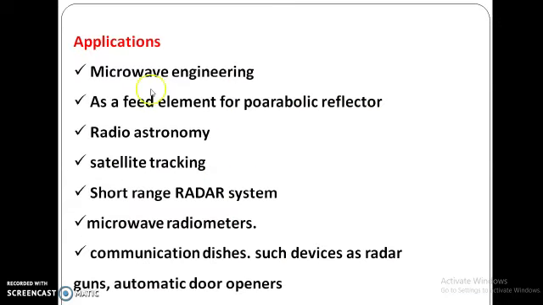Applications of this antenna are in microwave engineering as a feed element for the parabolic reflector, radio astronomy, satellite tracking, short range radar systems, microwave radiometers, and communication dishes such as radar guns and automatic door openers. These are all applications of a horn antenna in various places in microwave engineering. This is the most popularly used antenna because it gives satisfactory performance parameters.